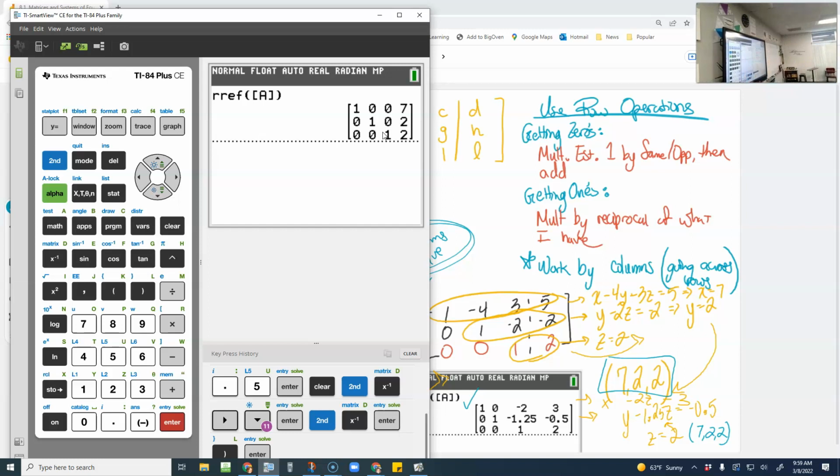What is REF? Row echelon form is the REF. The RREF is reduced row echelon form, and it gives me the answer. It has 1x equals 7, 1y equals 2, and 1z equals 2. You guys agree? So is it unique?